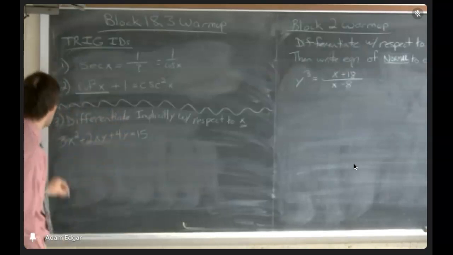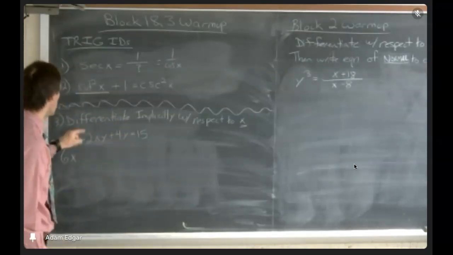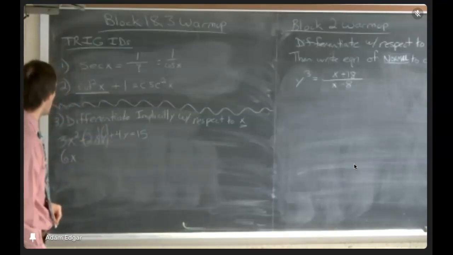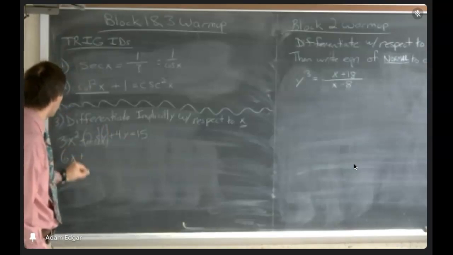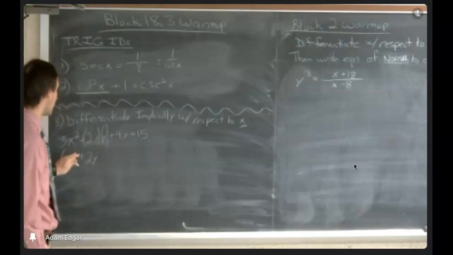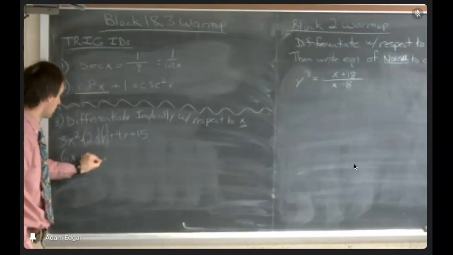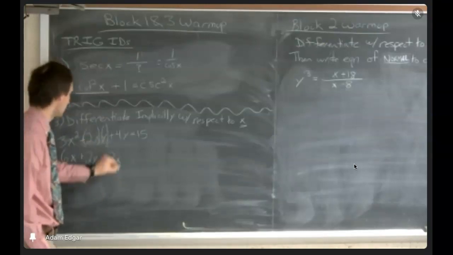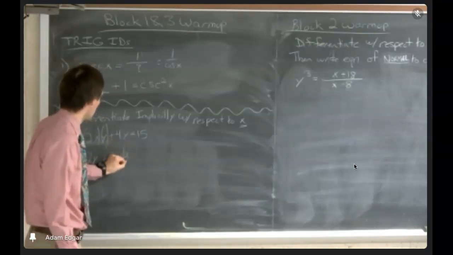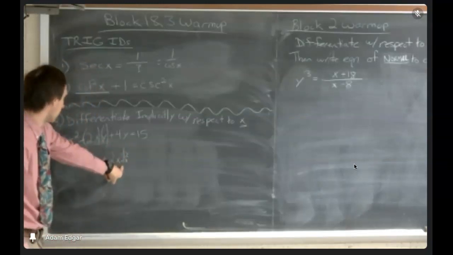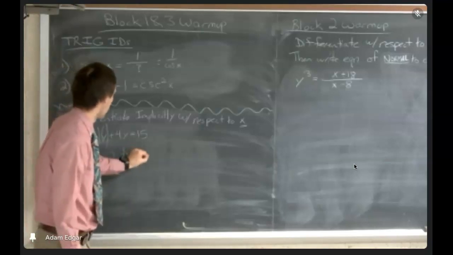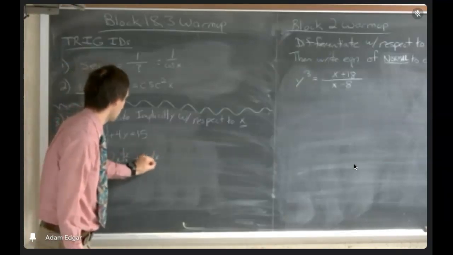So 3x squared becomes 6x. 2xy is product rule because you have 2x times y. So the derivative of the first is 2 times the original second, y. No dy/dx because you didn't differentiate the y part. Plus the original first, 2x, times the derivative of the second, dy/dx. There you get the dy/dx because you did do the derivative of the y part. So that's product rule. And then plus 4y becomes plus 4 dy/dx, and the derivative of 15 is 0.